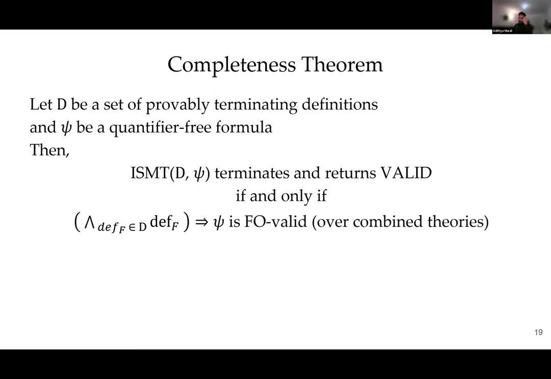Now, despite being such an intuitive and obvious and cheap heuristic, it turns out that this is also complete. That's, again, an occurrence where a simple quantifier instantiation technique that works well in practice turns out to have this nice theoretical property of completeness. The completeness theorem, the formal statement, is that if you have a set D of definitions and you have a quantifier-free property psi that you want to prove, then the ISMT procedure that symbolically expands the definitions on psi ad infinitum terminates and returns valid if and only if psi is actually valid under the given definitions. And this notion of validity is over the combination of theories in the logic that I introduced.